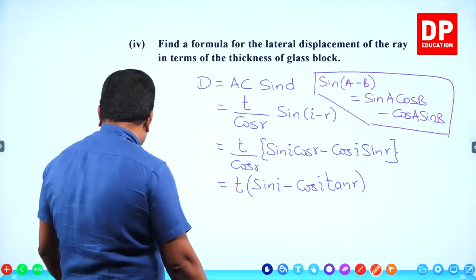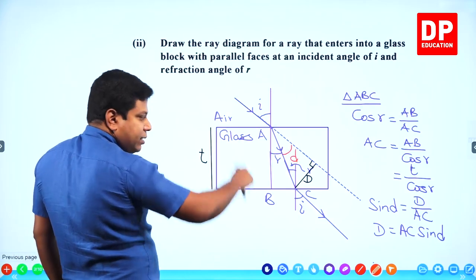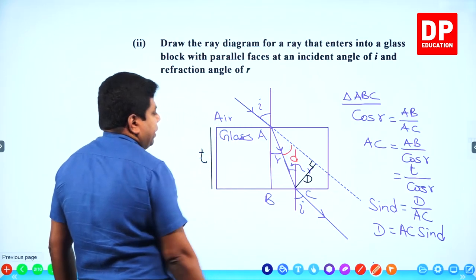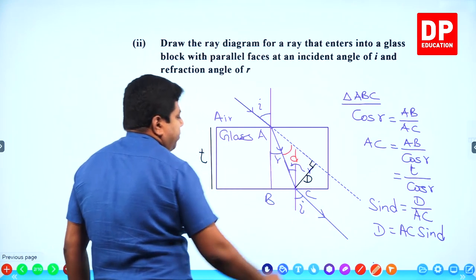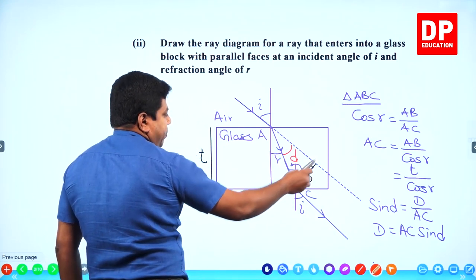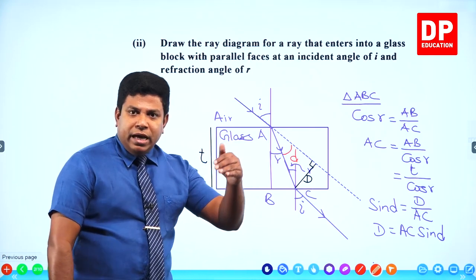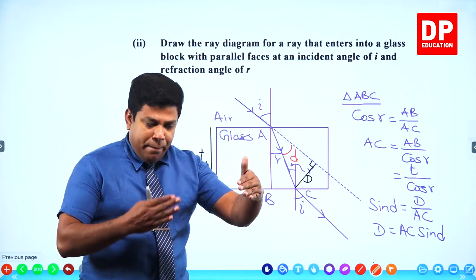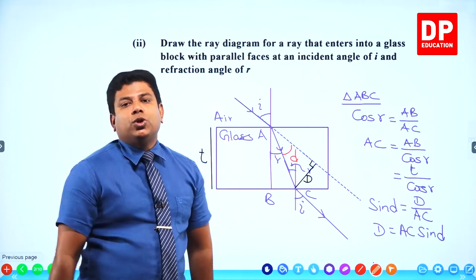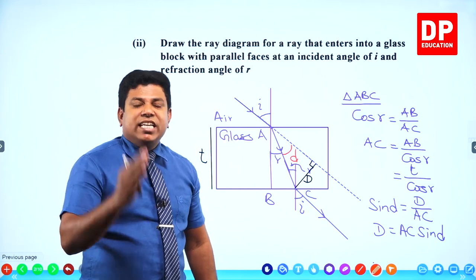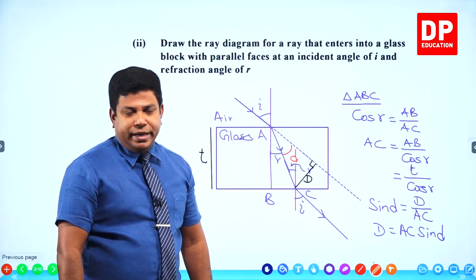What's the meaning of lateral deviation once again? This is how the incident ray came. This is how the emergent ray had been. The perpendicular distance between the two lines, the emergent ray and the incident ray. Perpendicular distance between those two is what we call lateral deviation of the light ray.